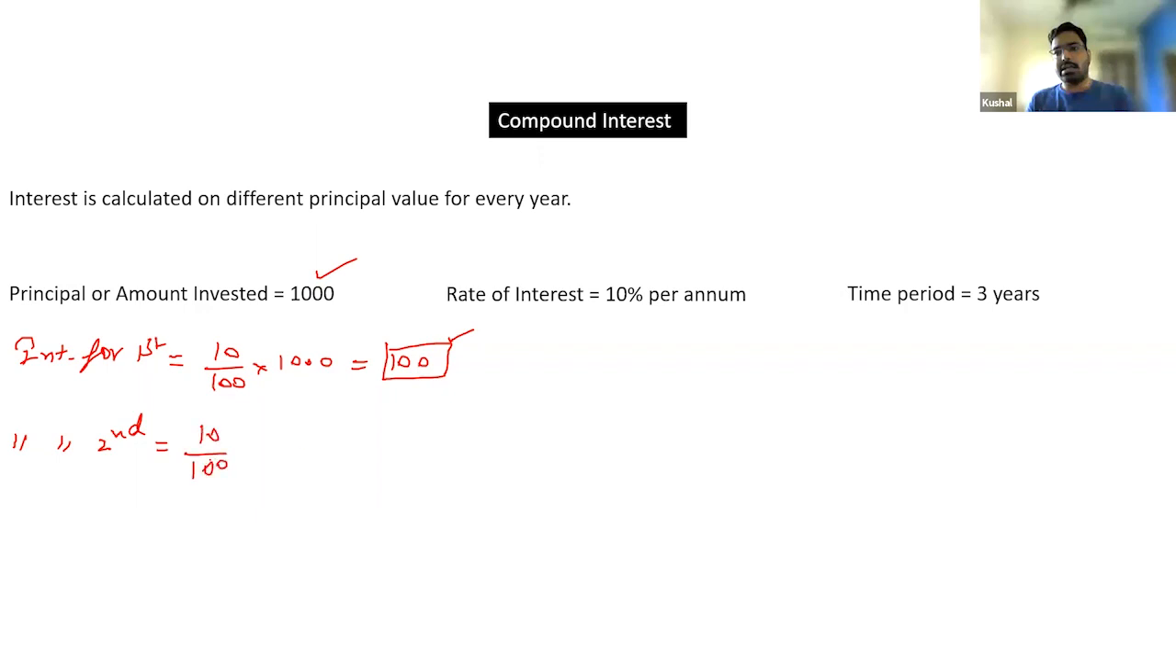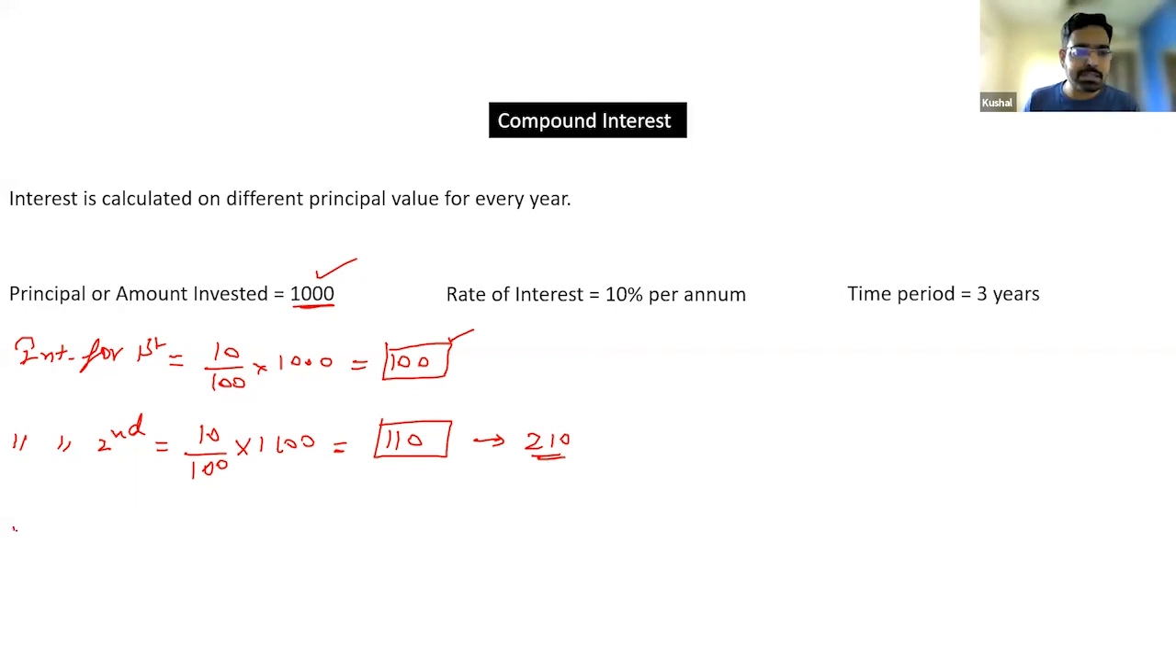And how do I get that different principal? I will have to add the principal and the interest. So that is 1100. So if I take 10% of this, then this is going to be what? 110. So interest for the second year alone will be 110. But now remember this thing, interest till the end of 2 years, which will be the sum of these two values, is going to be 210. Keep that on your mind. Interest till the end of 2 years will be 210, but interest for the second year alone will be 110.